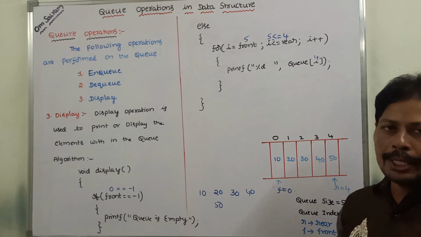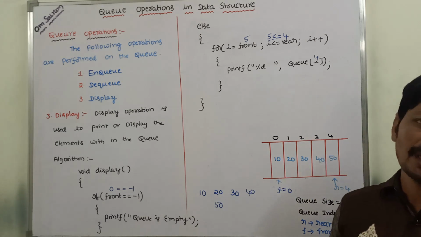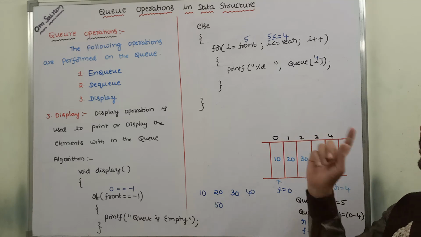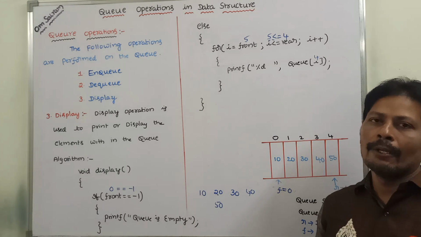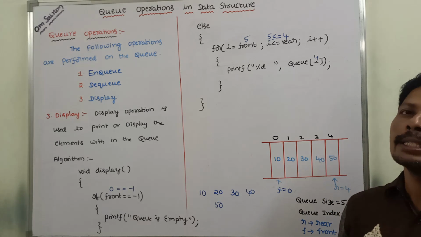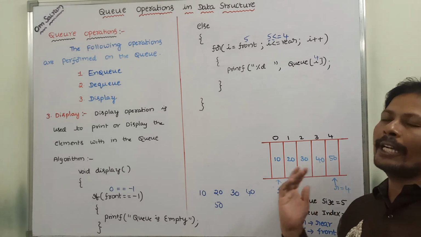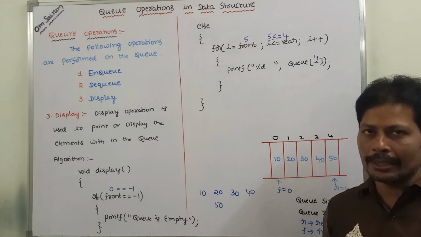Second one is dequeue operation, that is used for deleting the elements from the queue. So here also we consider two steps. First, the element which is there at the queue of front, that element is deleted from the queue. After that, front value is incremented.